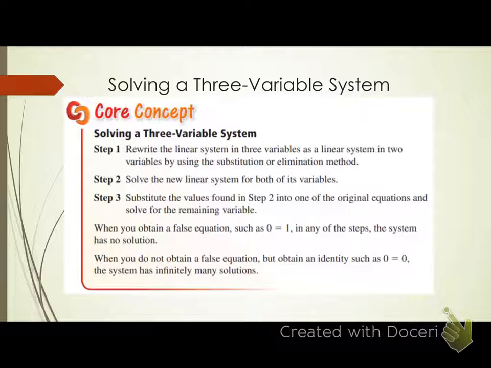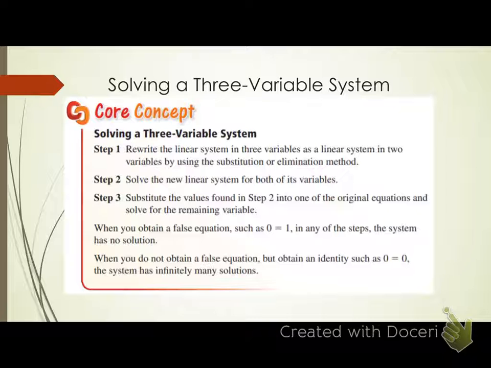After I do step two, after I solve the new linear system for both of its variables, I can then move on to step three: substitute the values found in step two into one of my original equations, like we've done in the past, and solve for the remaining variable. So if I've solved for x and z, I'd plug x and z into an original equation and solve for y. Everyone got it?